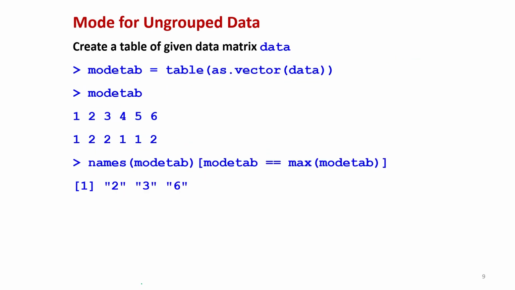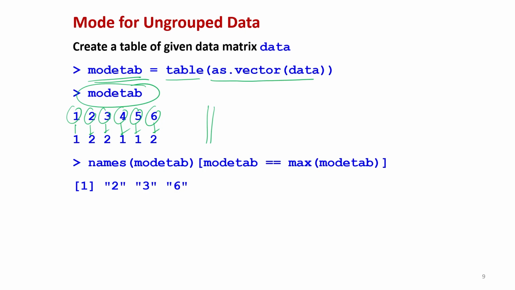So under this type of situation, what to do? We follow the same steps. I use mode tab, then say table as dot vector data, and I get this result. You can see this mode tab gives you the same thing: number 1 is occurring 1 time, 2 is occurring 2 times, 3 is occurring 2 times, 4 is occurring 1 time, 5 is occurring 1 time, and 6 is occurring 2 times.